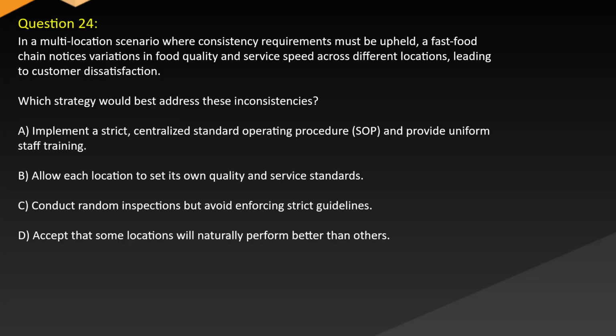Question 24. In a multi-location scenario where consistency requirements must be upheld, a fast food chain notices variations in food quality and service speed across different locations, leading to customer dissatisfaction. Which strategy would best address these inconsistencies? A. Implement a strict centralized standard operating procedure (SOP) and provide uniform staff training. B. Allow each location to set its own quality and service standards. C. Conduct random inspections but avoid enforcing strict guidelines. D. Accept that some locations will naturally perform better than others.